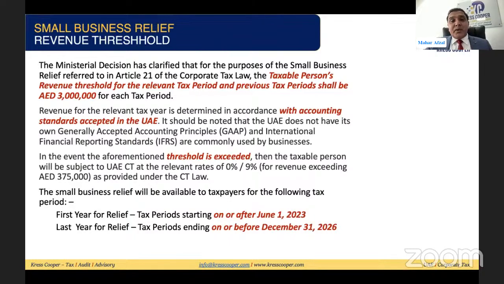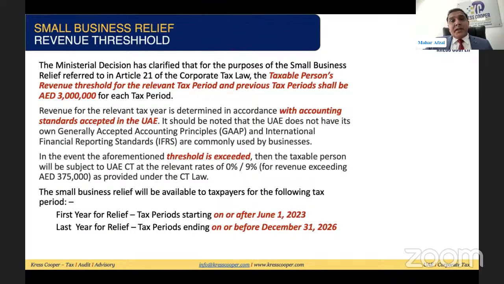This revenue will be calculated as per the application of IFRS, International Financial Reporting Standards, and generally accepted accounting principles. These two principles will be considered while calculating the accounting income. Moreover, for persons having income more than the 3 million threshold, they will be considered a normal resident, and basically not a small business relief person. The normal provisions of the law will be applicable: up to 375,000 there will be 0% corporate tax, and any income beyond 375,000 will be subject to tax at 9%.